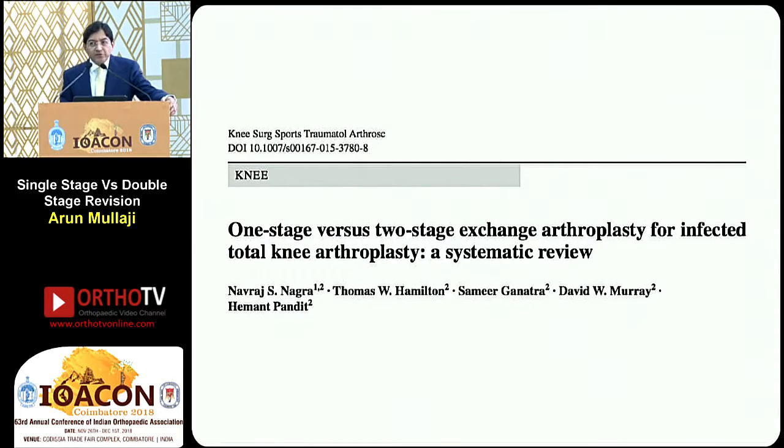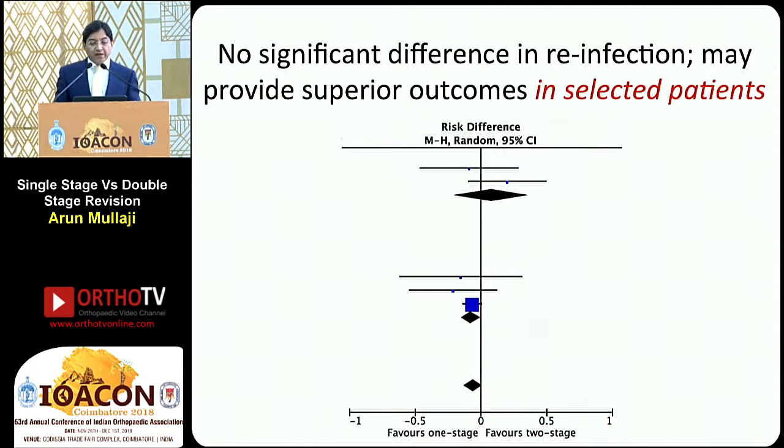Now let's look at the results. 1 versus 2 stage for infected total knee. This is a recent systematic review. There are no RCTs. And this has shown no significant difference in reinfection. And in fact, for the first time, may provide superior outcomes in selected patients. So 2 stage has generally been considered the gold standard. But there's recent evidence showing that that may not be the case and that 1 stage in selected patients may actually have a better outcome.